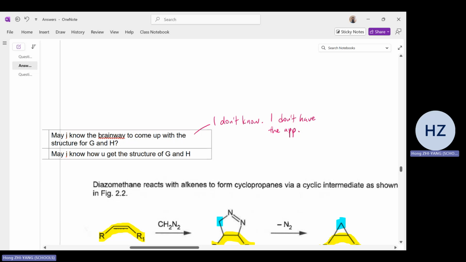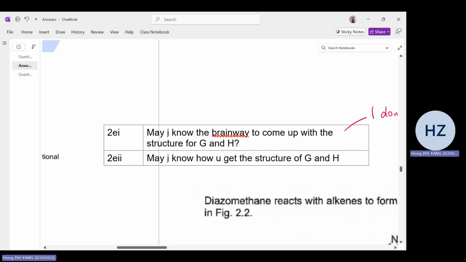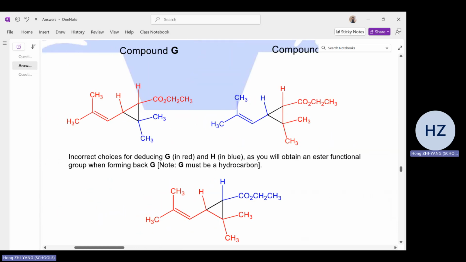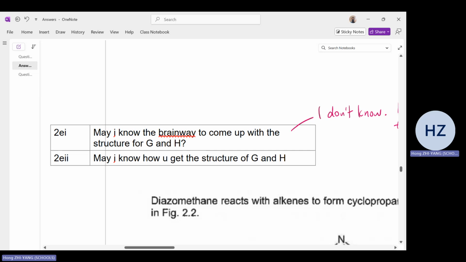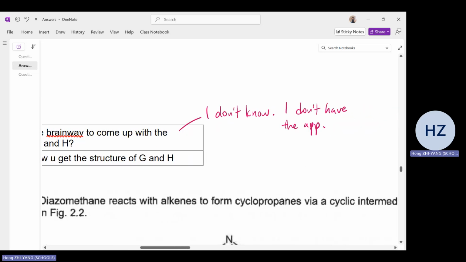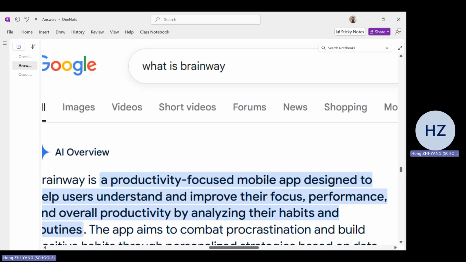This is the interesting one. 2E part 1. May I know the brain way to come up with the structure of G and H? So I actually say I don't know, because what is brain way? So I Googled what is brainwave. Apparently it's an app.